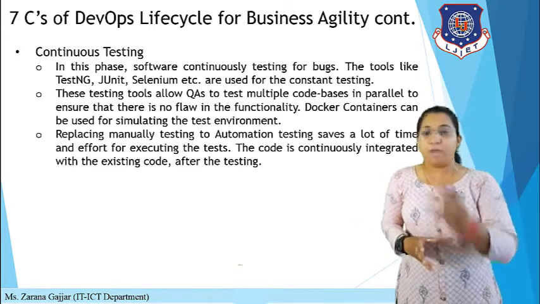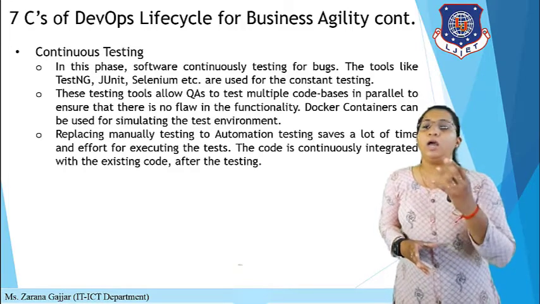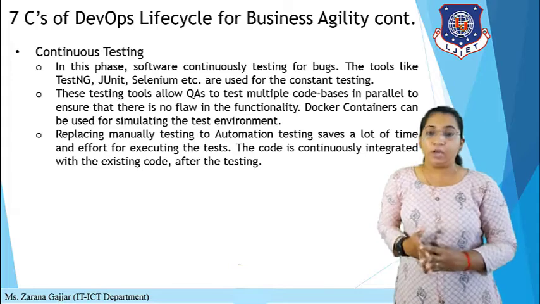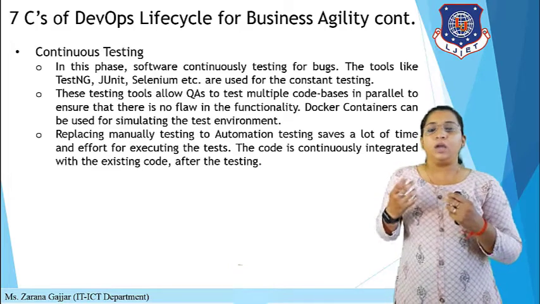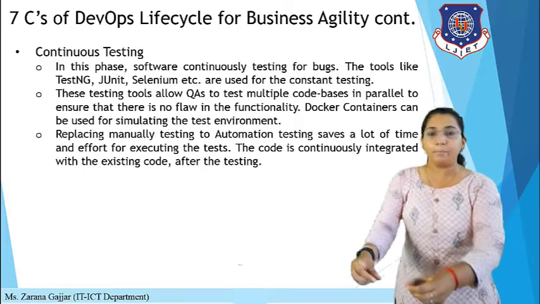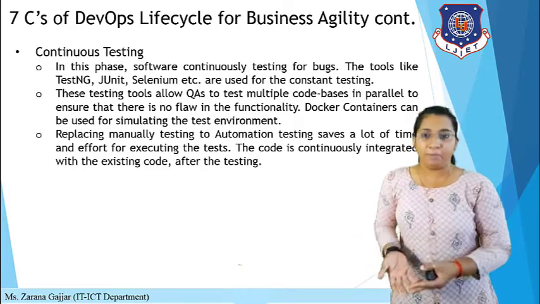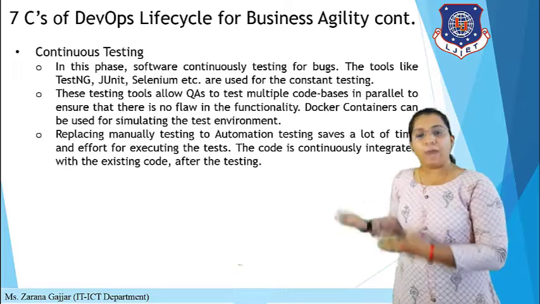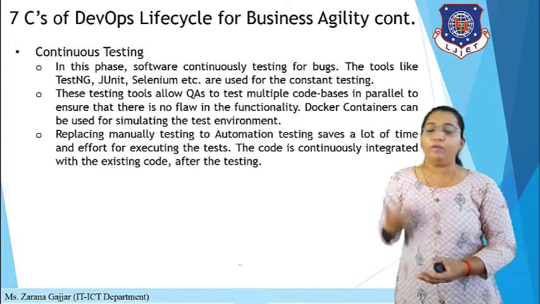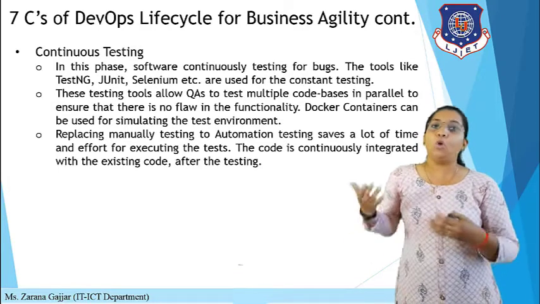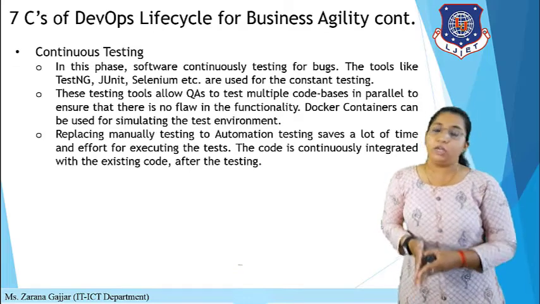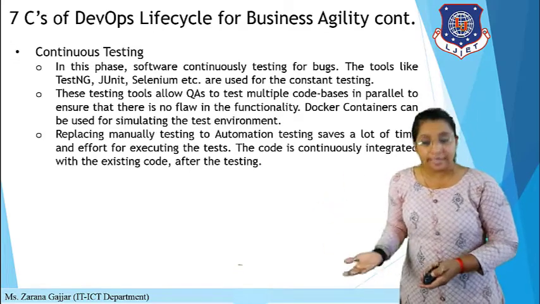Okay, so if you are doing a manual test and if you are doing an automated test, then obviously it is time saving. Okay, so if you are counting currency manually and if you are putting the whole bunch into the machine, it will take minimum time. Okay, so similarly replacing manual testing with automation testing saves you a lot of time and effort for executing the test, and the code is continuously integrated with the existing code after the testing. Okay, so this is about continuous testing.